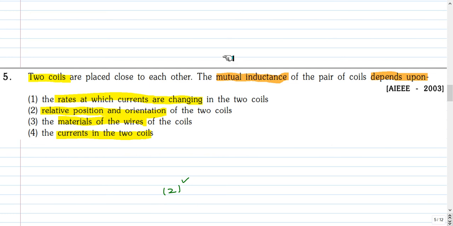Mutual inductance is how the flux produced by one coil is linked to the second coil. So it does not depend on the current flowing in the coil or the material with which the wire is made. But it depends on the relative position and orientation. If it is properly placed and oriented, then the coupling between the two coils will be maximum. So the mutual inductance, which is a measure of coupling between the two coils, depends on the relative position and the orientation of the coils. Correct option is option 2.